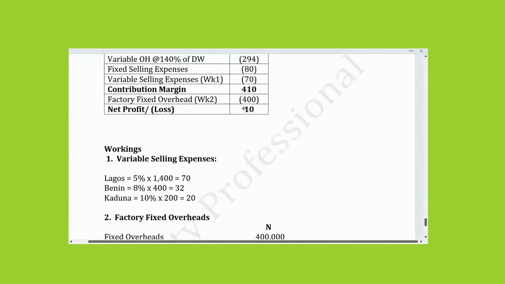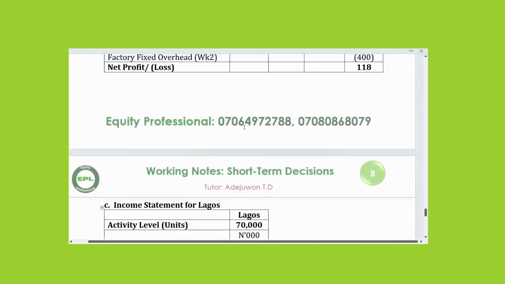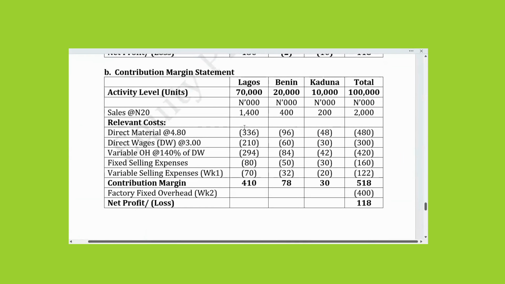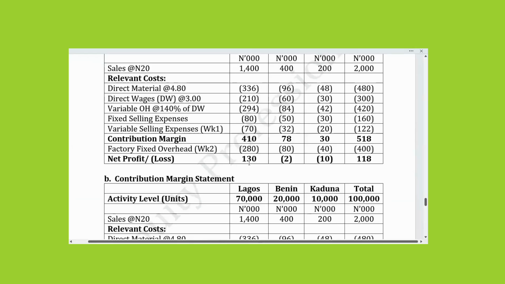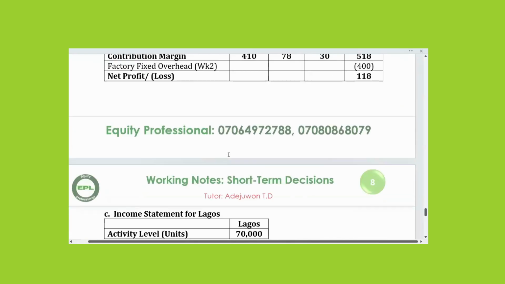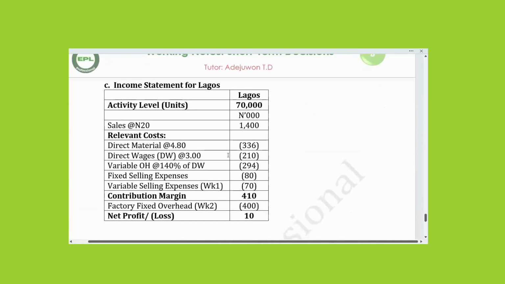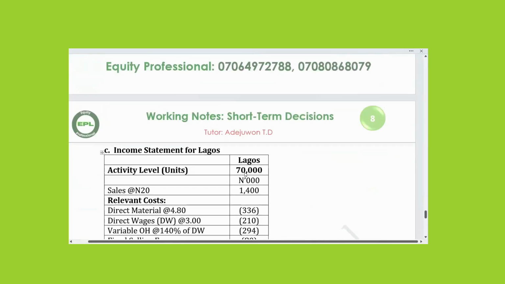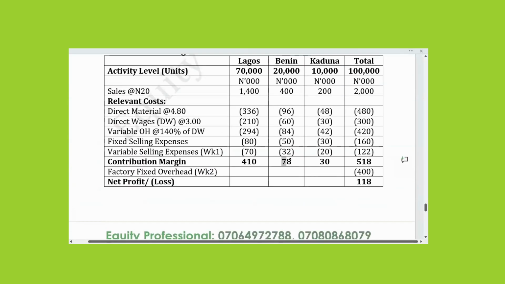When you look at the net profit of Lagos, Lagos has reduced to 10,000. Before, the net profit of Lagos was 130,000. But because Lagos has to bear the entire general fixed overhead, that's why the profit of Lagos has reduced to 10,000, which is the profit of the company as a whole. So when you look at 10,000 minus 118,000, that's about 108,000. So that 108,000 is the combination of the contributions of Benin and Kaduna.